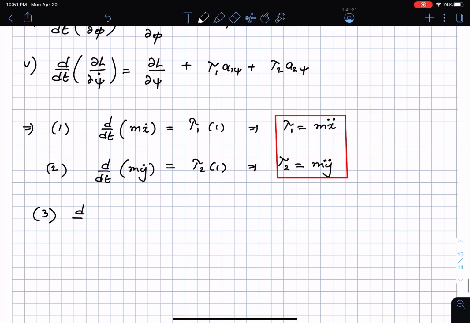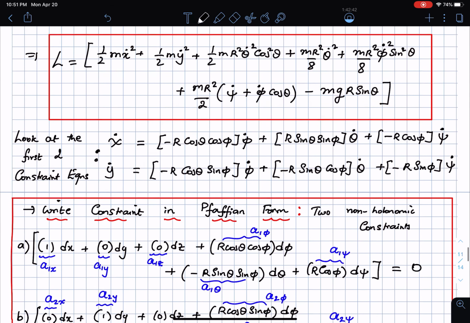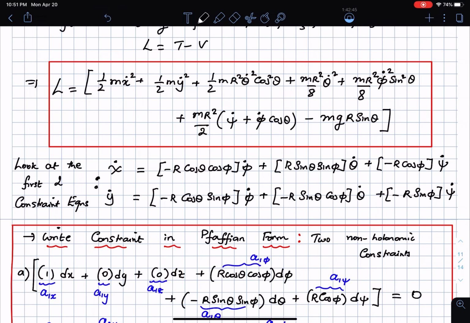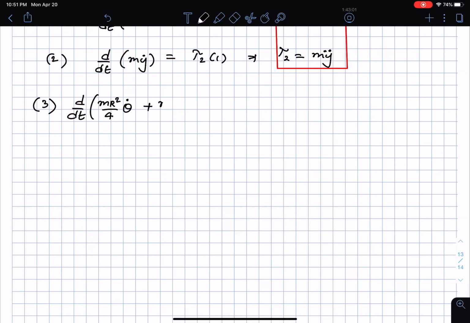So that's going to be d by dt of mr squared by 4 theta dot. So if I go back to the Lagrangian, okay, so if I look at the Lagrangian, there is this term containing theta dot. There is also another term containing theta dot right here, okay, which is going to be half mr squared theta dot square cos square theta. So if I do the differentiation, that's going to be mr squared theta dot cos square theta. Okay, so that's going to be plus mr square theta dot cos square theta. This is going to be equal to the following.